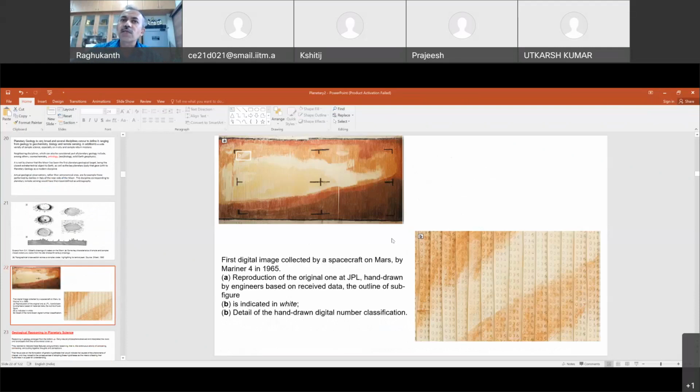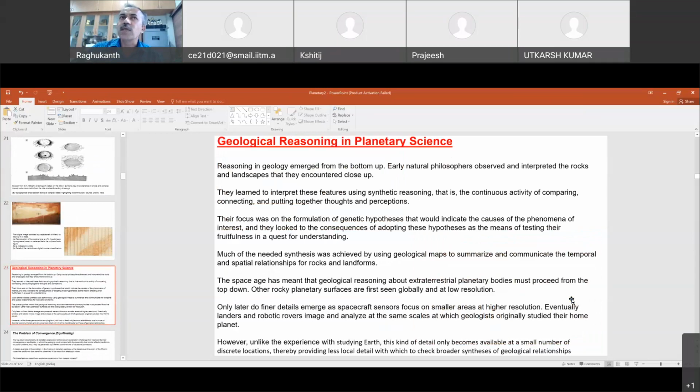So you can see, these are all hand drawn, from the spacecraft. At that time cameras were not that advanced, so they hand drew the surface of Mars and others also. And this is digital data basically, like you can see some numbers and then the colors. These are one of the oldest photographs which we have got, from the earlier flyby or orbiter missions itself. So now in geology, geology is essentially a reasoning kind of thing.